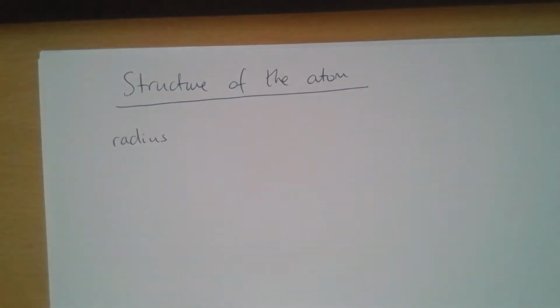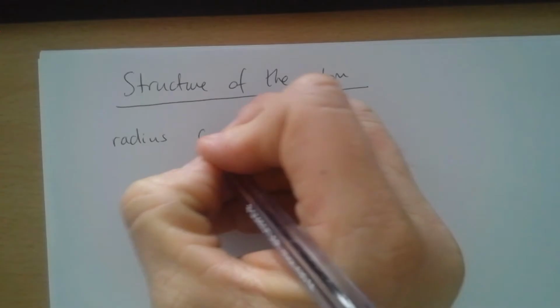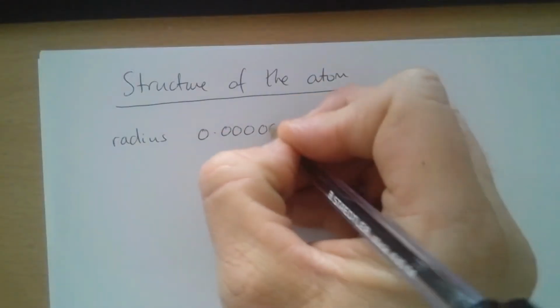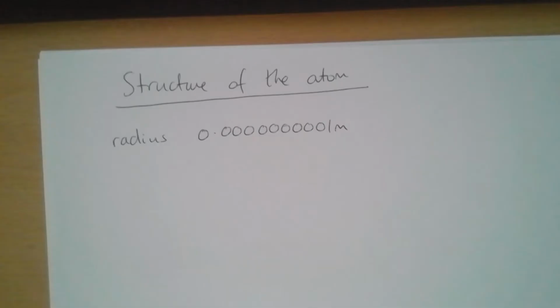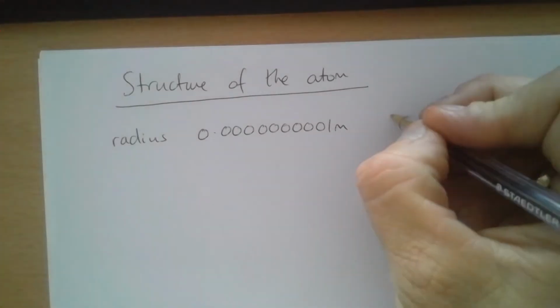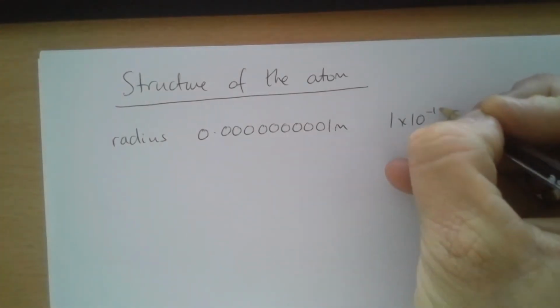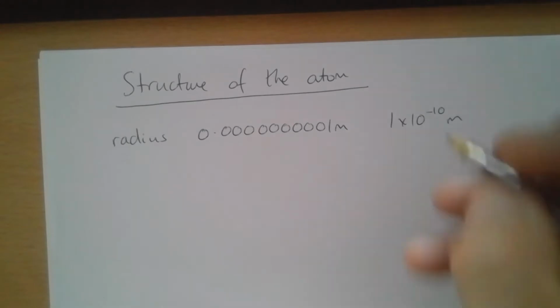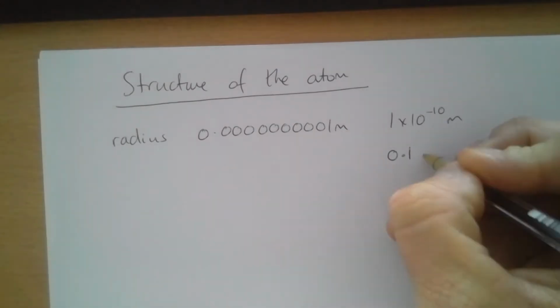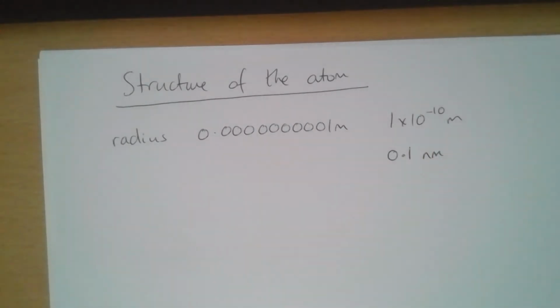The radius of an atom is 0.00000000001 meters. Okay, so that's a really small radius. It's a very, very small particle. And we can write that in standard form as 1 times 10 to the minus 10. We could also say that it's 0.1 nanometers.